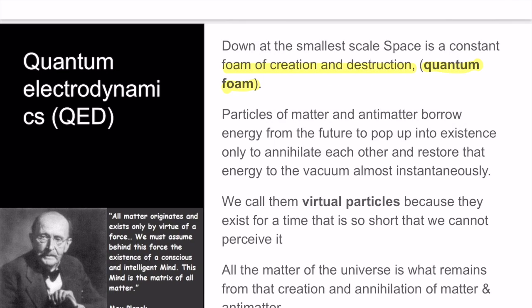And then particles of matter and antimatter borrow energy from the future to pop out into existence, only to annihilate each other and restore that energy to the vacuum almost instantaneously. These are called virtual particles, bosons. And they live for a very short period of time. All the matter in the universe is what remains from the annihilation of matter and antimatter.